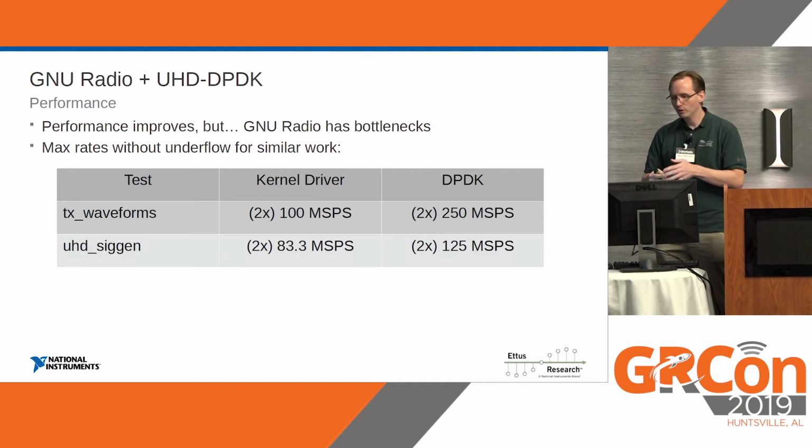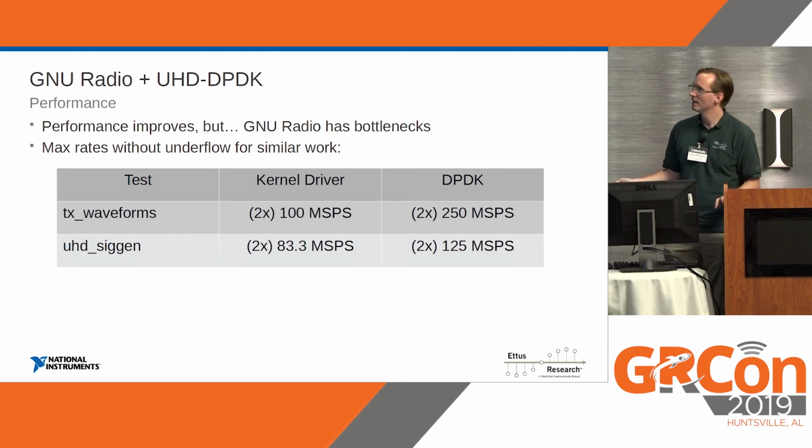So for similar work, these are two different examples that are basically signal generators. You can see that we get reduced performance. So DX waveforms, sorry, I should say, is the example that's just UHD only. UHD SIGGEN is the one that uses GNU Radio to implement it with the SIG source block. What happens is it gets reduced in performance because we end up making a ton of threads, and you get a lot of migration between cores.